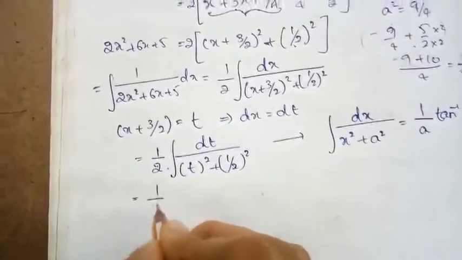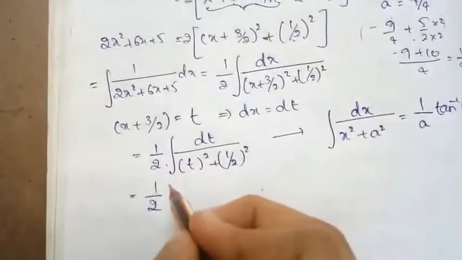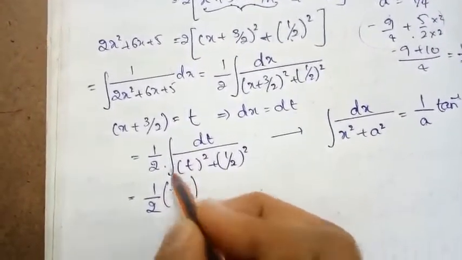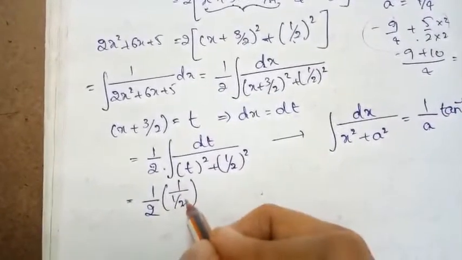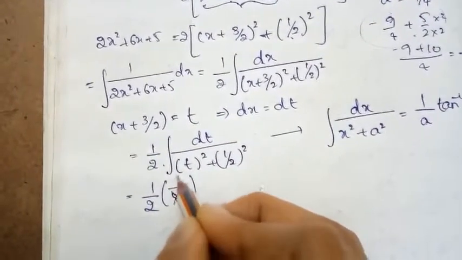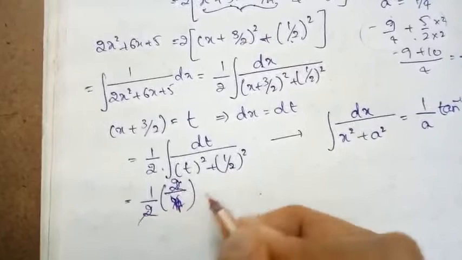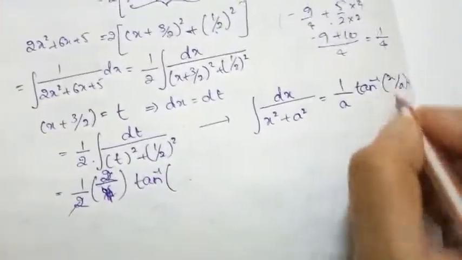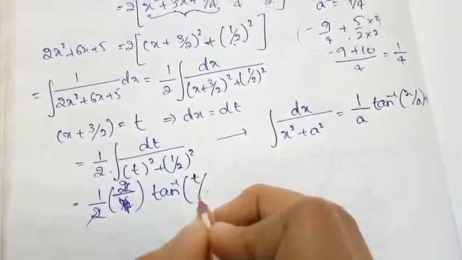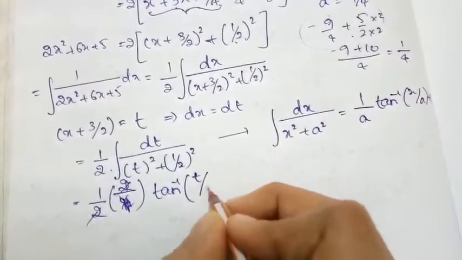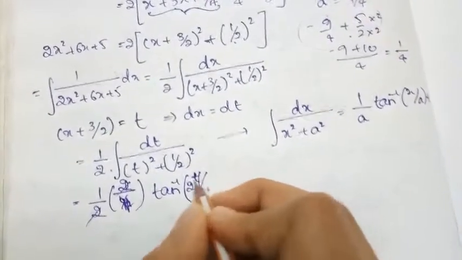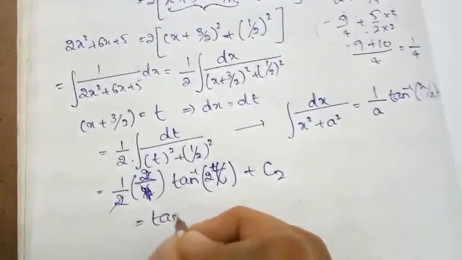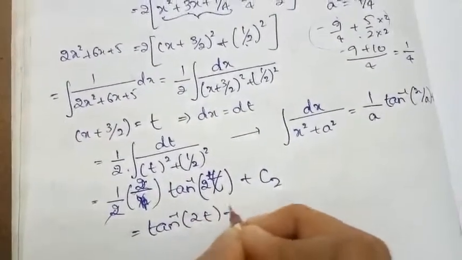So what happens? 1/2 into 1/a, and 1/a is nothing but 1/2. So if this 1/2 comes to the numerator, it becomes 2 by 1, and the 2s cancel. After that, what we are having? tan⁻¹(x/a). In place of x we are having t, in place of a we are having 1/2. So if this 2 comes to the numerator, it becomes 2t + c2. That is nothing but tan⁻¹(2t) + c2.